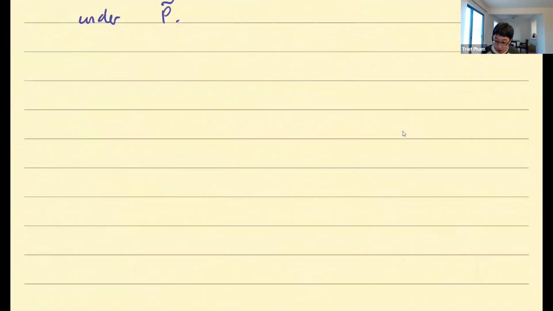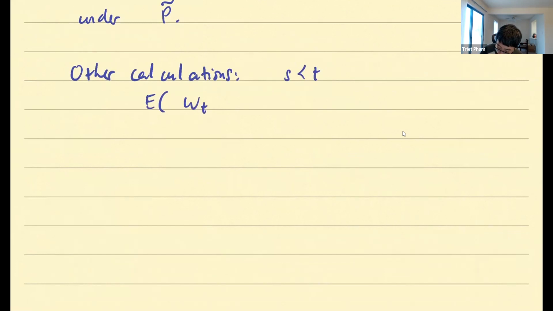Okay, so I would say all the calculations that you can consider, I won't work it out, but you can consider, for example, suppose S is less than T, what is the expectation of W_T squared conditional on W_S?